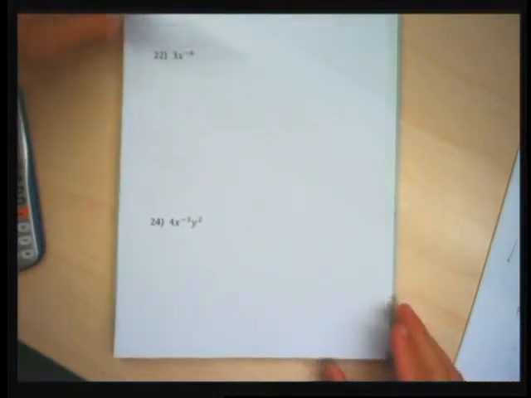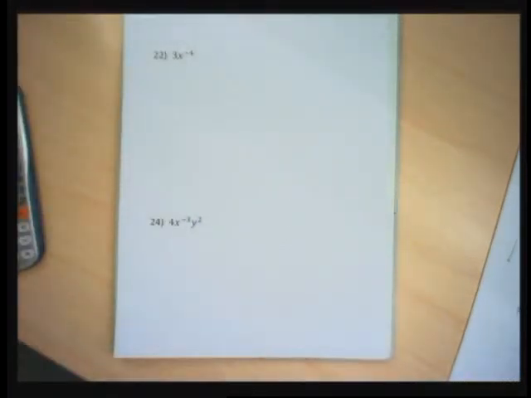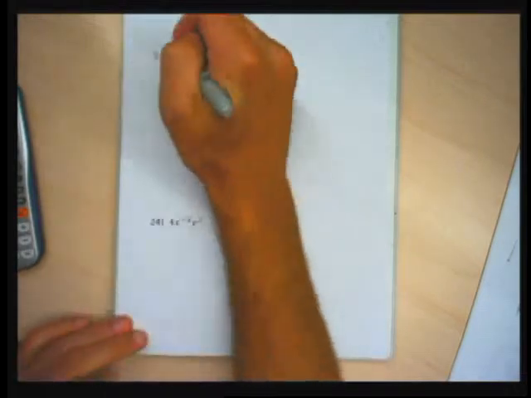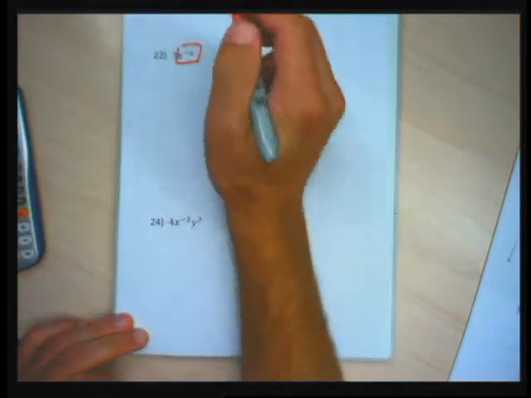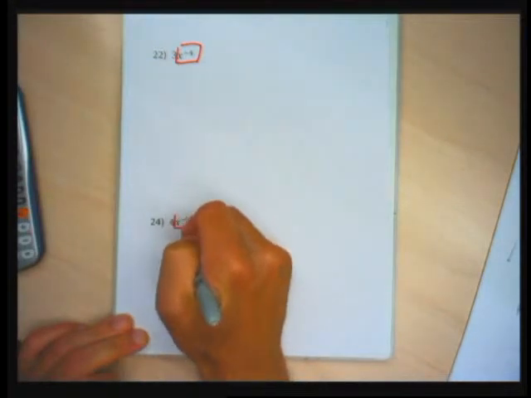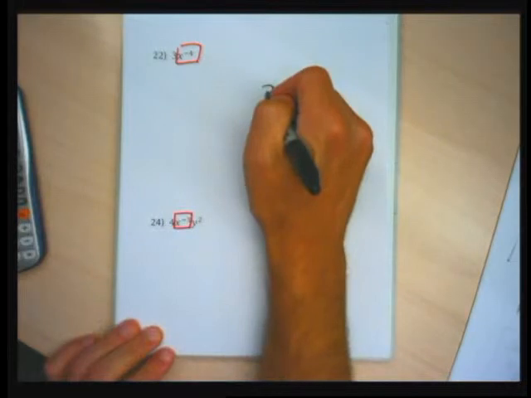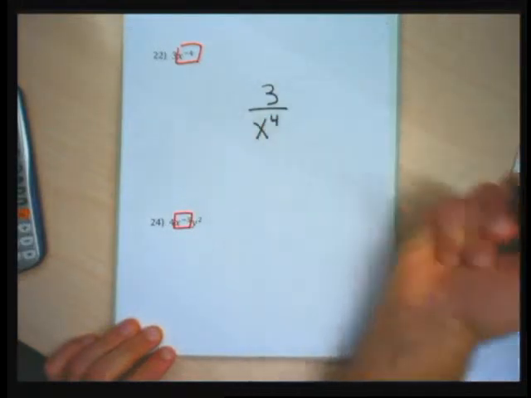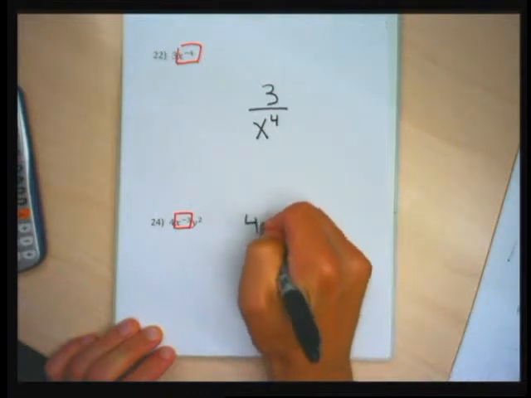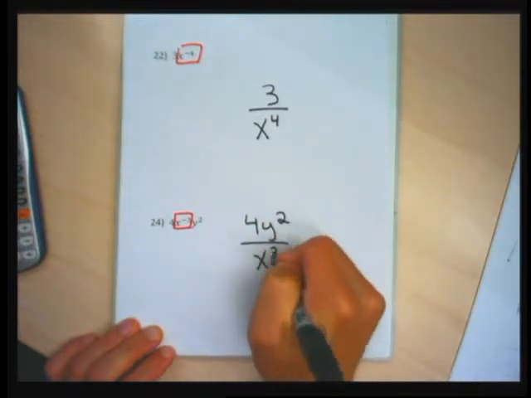So that is supposed to motivate you to figure out how to rewrite 22 and 24 with only positive exponents. And very specifically, on 22, I'm only going to move the x. On 24, I'm only going to move the x. So when I go to rewrite these problems, I can't simplify them to get rid of the letters, but I can write a problem that's equal to the original problem that doesn't have a negative exponent. 22 can be rewritten as 3 over x to the 4th power. 24 can be written as 4y squared over x cubed.